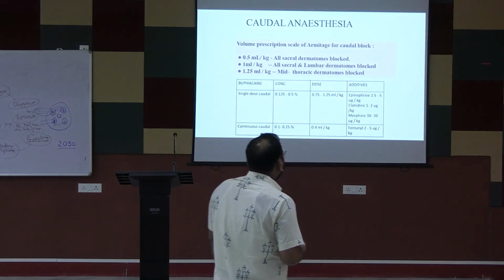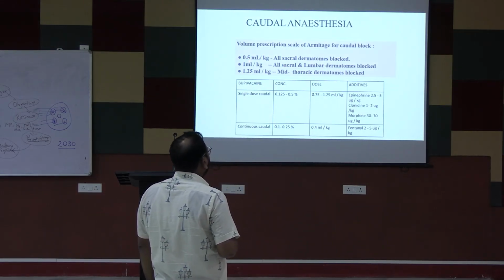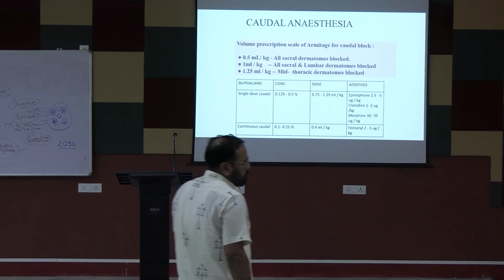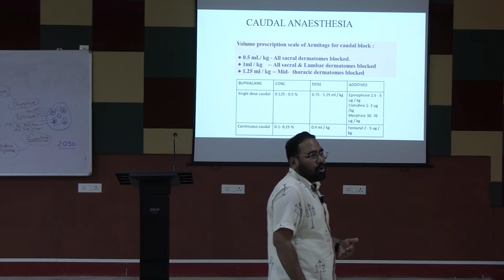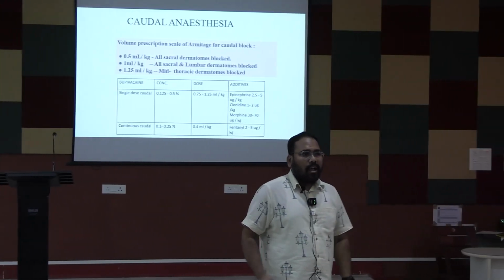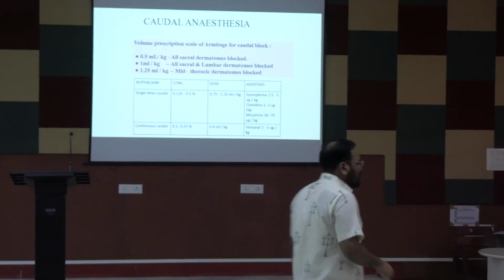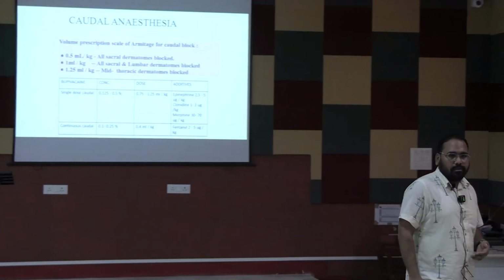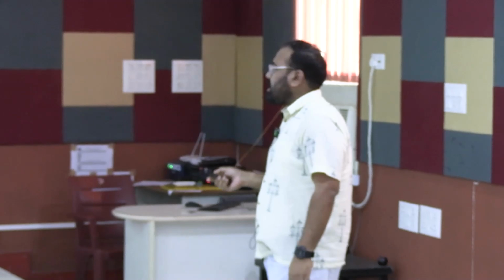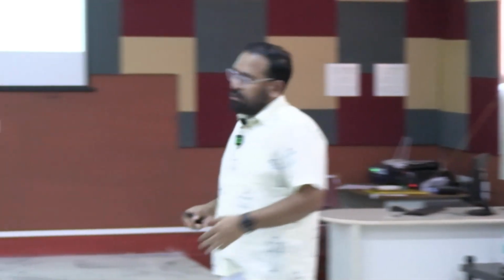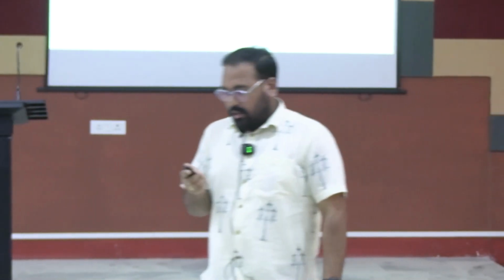So for all sacral dermatomal blockade, you need 0.5 ml per kg. That means if you use 0.5 ml per kg of drug, it will block below the umbilicus. Okay. If you use 1 ml per kg, it will block up to the umbilicus of the child. And if you use 1.25 ml per kg, it will go up to the mid-thoracic level. Okay, that's how you calculate the drug dosage. So that's it about caudal anesthesia.